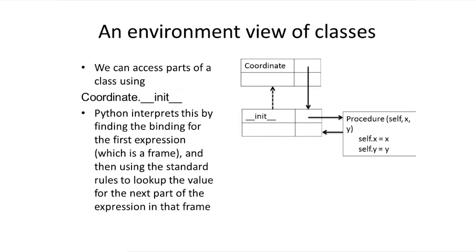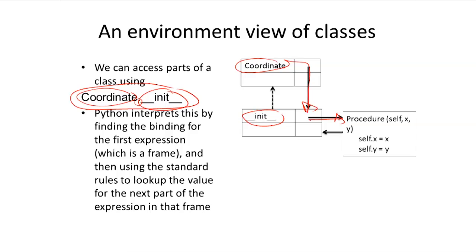Okay, we can access parts of a class by using a particular format. In particular, shown right here. So what does this say? This says, get the value of coordinate in the global frame. There it is. It's pointing to a new frame. And the dot says, inside that new frame, look up the value of this binding. There it is. And it's pointing to a procedure. So we can use as many sequences as we need, depending on how deep the chain goes, of dot notations to get out the pieces we want.